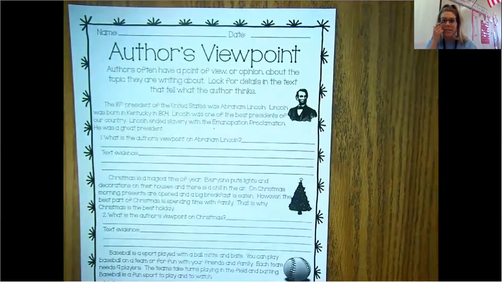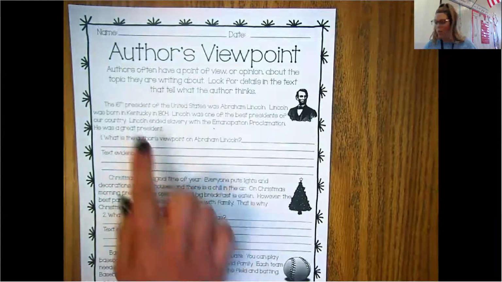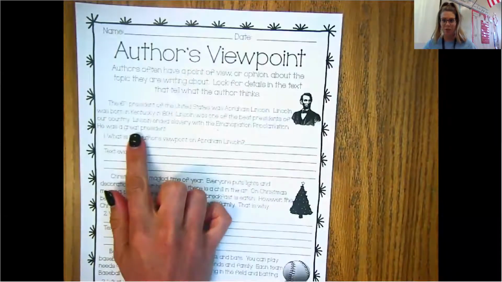So what is the first step when we are coming up with the author's viewpoint? I want you looking in your notebooks at the notes we just took. It's to identify the topic. So let's go ahead and read this first one, and then we'll talk about the topic.